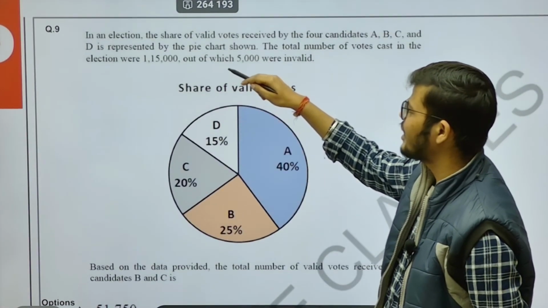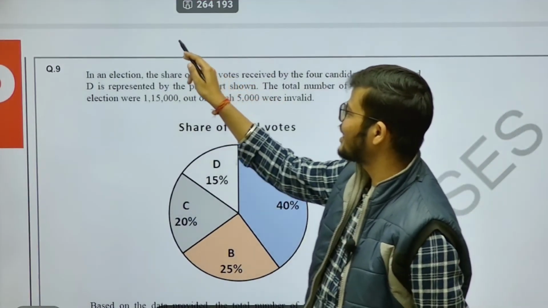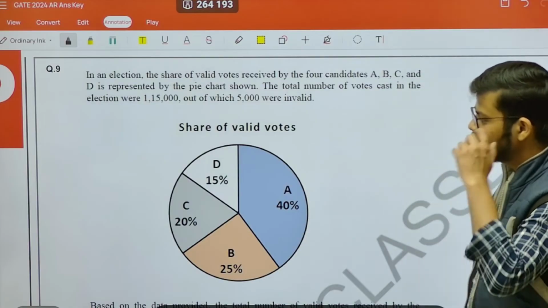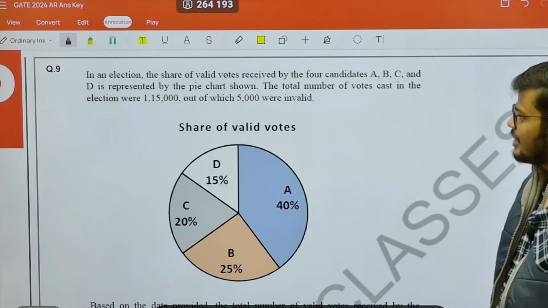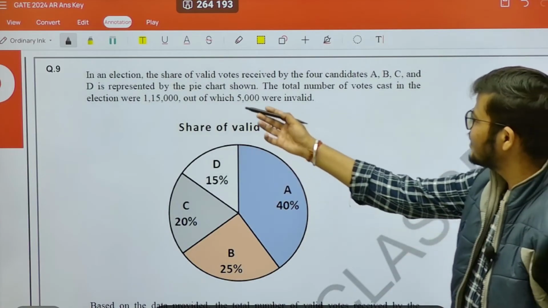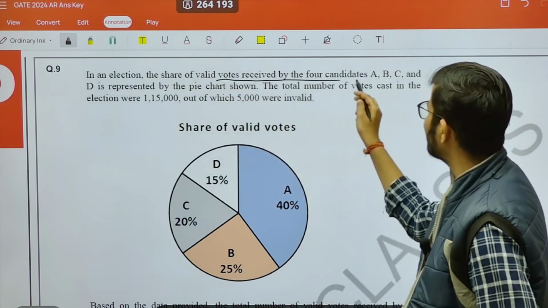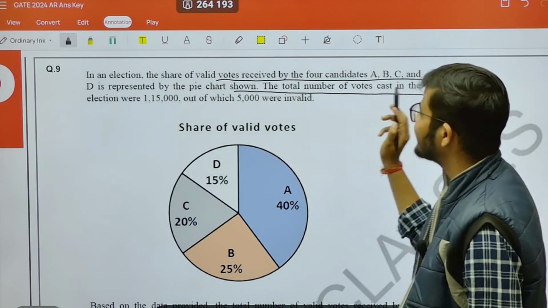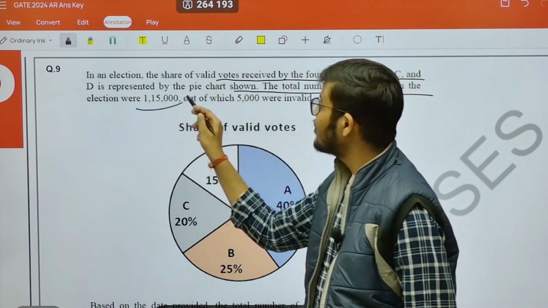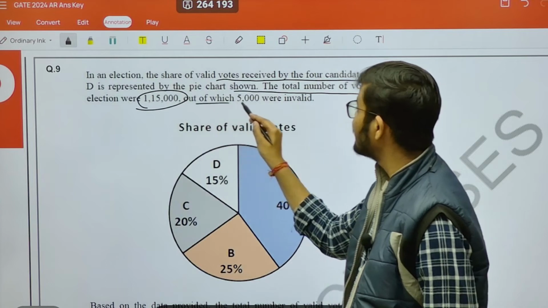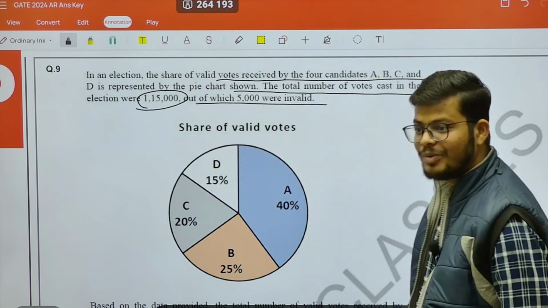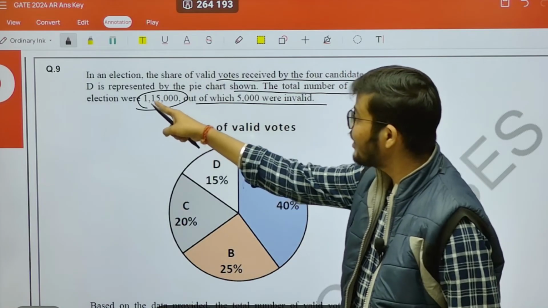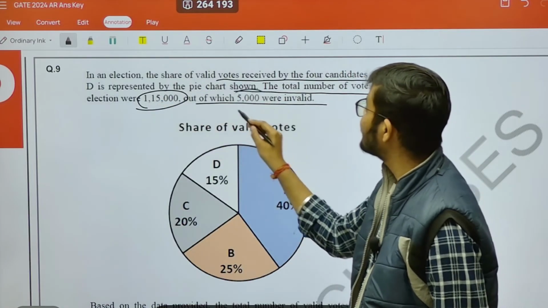Now this question number 9, again this question is based on a pie chart, and this is also the easiest one to solve. This question is based on percentage and data interpretation, that is pie chart. It says in the election, share of valid votes received by 4 candidates A, B, C and D is represented by the pie chart. The total number of votes cast in the election were 1,15,000, out of which 5,000 were invalid. That means the total number of votes polled at the election were 1,15,000. Out of that, 5,000 votes were invalid.